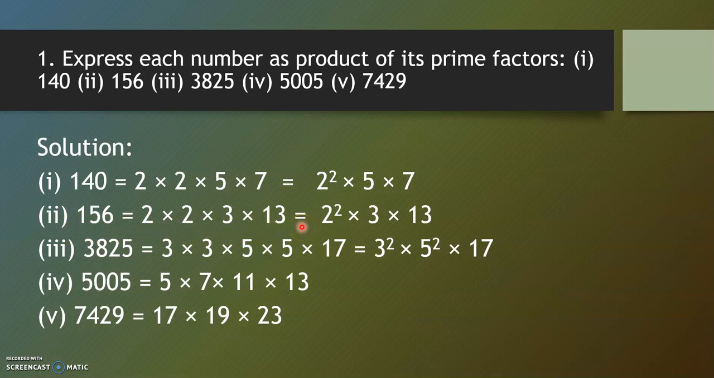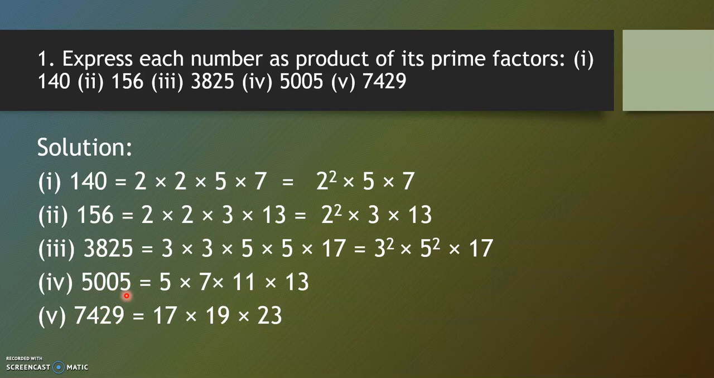ये आप उसी तरीके से करेंगे जैसे कि हम फैक्टर ट्री बना करके या फिर कॉलम्स बना करके, टेबल बना करके हम लोगों ने 6th class और 7th class में सीखा है. Now 3825 can again be factorized to 3 into 3 into 5 into 5 into 7. So this can be expressed as 3 raised to the power 2 multiplied by 5 raised to the power 2 multiplied by 7. So likewise, you can do both of these questions.